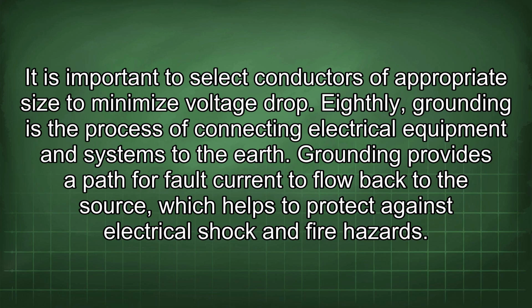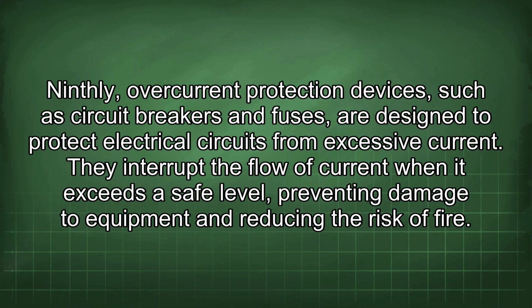Eighthly, grounding is the process of connecting electrical equipment and systems to the earth. Grounding provides a path for fault current to flow back to the source, which helps to protect against electrical shock and fire hazards. Ninthly, overcurrent protection devices, such as circuit breakers and fuses, are designed to protect electrical circuits from excessive current. They interrupt the flow of current when it exceeds a safe level, preventing damage to equipment and reducing the risk of fire.